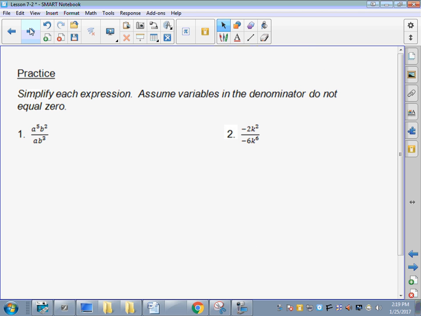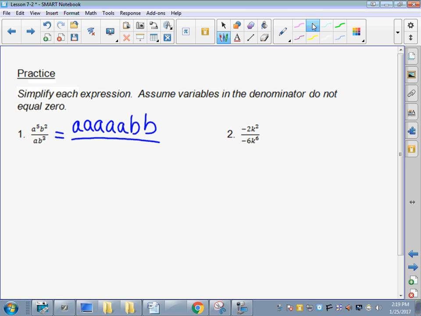So let's do a little simplifying. Number one, I've got an a to the fifth, b to the second as my numerator. I've got an ab cubed as my denominator. If you're using shortcuts, you probably already know the answer. If you're not using shortcuts, let's talk about what this looks like. So I've got a to the fifth, b to the second in the numerator. I've got a and b cubed in the denominator.